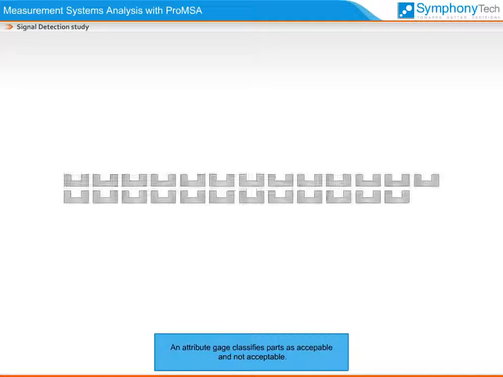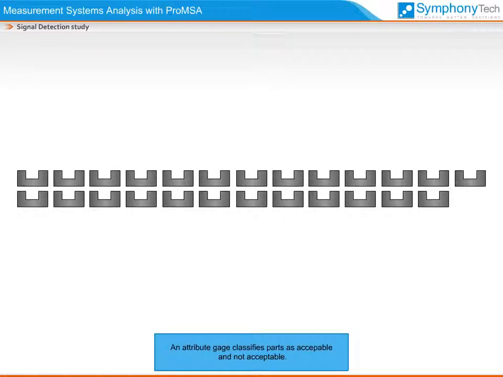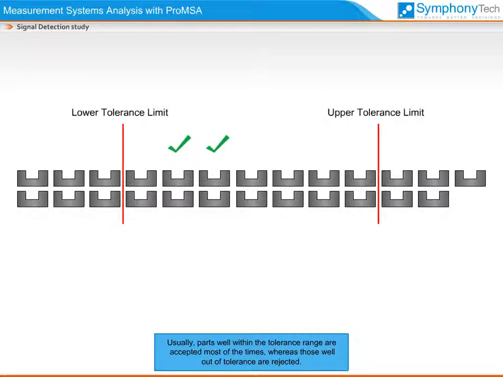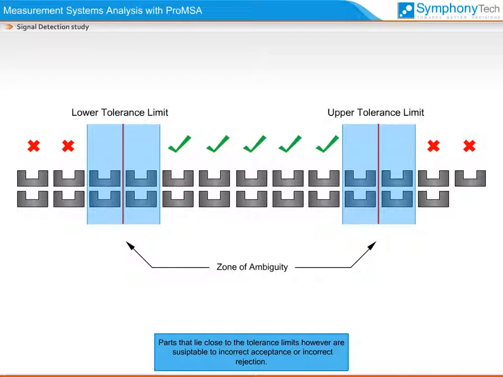An attribute gauge classifies parts as acceptable and not acceptable. Usually parts well within the tolerance range are accepted most of the times, whereas those well out of tolerance are rejected. Parts that lie close to the tolerance limits, however, are susceptible to incorrect acceptance or incorrect rejection. The signal detection study measures the possibility of wrong decisions about the parts that lie around the tolerance limits.